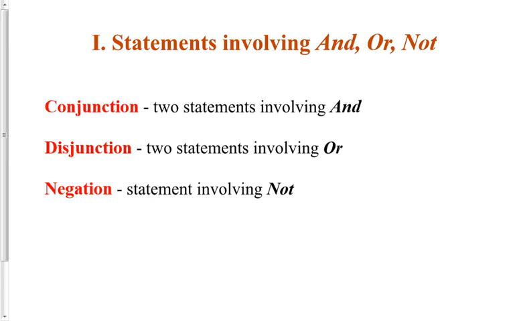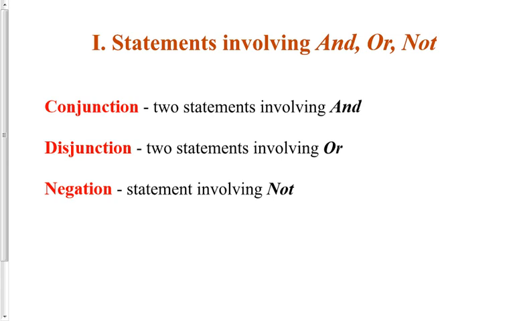So first, a conjunction. A conjunction is when you put two statements together involving the word and. So this might say blah, blah, blah, and blah, blah, blah. We're combining the two statements to make one conjunction. The disjunction is when we combine two statements involving the word or. This would say blah, blah, blah, or blah, blah, blah. We're putting the two statements together to make one disjunction.